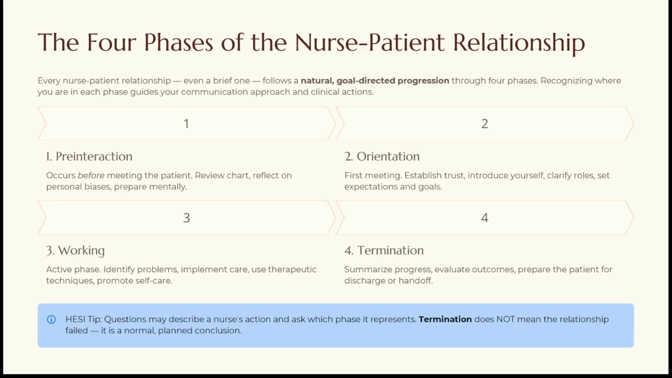Now, at the bottom of the slide, notice that HESI tip. HESI often describes a nurse's action and asks which phase is occurring. So, examples, going through them again: reviewing the chart before meeting the patient, pre-interaction. Introducing yourself and establishing goals, orientation. Providing interventions and teaching, working. And preparing for discharge, termination. When answering these questions, focus on the nurse's primary action within the scenario.